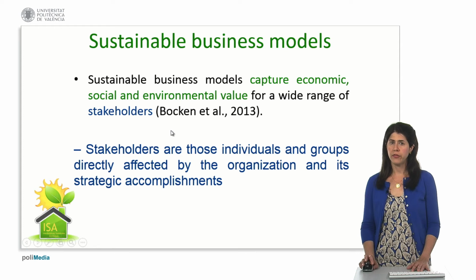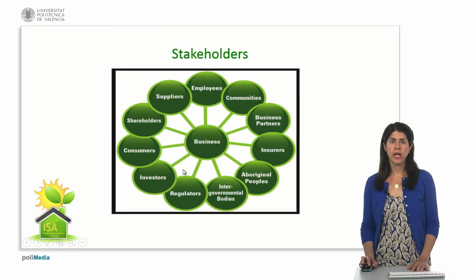Once we have identified the different main sustainable business models, we have to remember that they are those that capture economic, social, and environmental value for a wide range of stakeholders. Who are those? Those are the entities or the individuals that are directly affected by the organization and also by their accomplishments. Here we have in the graph the main groups that are directly related at a micro and also at a macro environment. Let's move on and analyze them one by one.